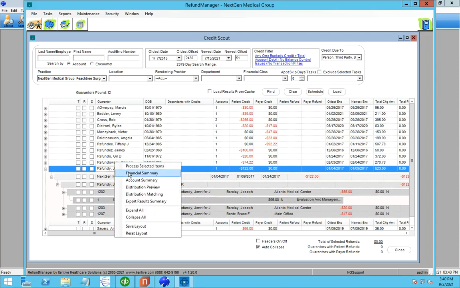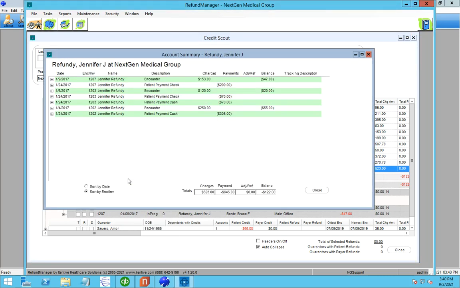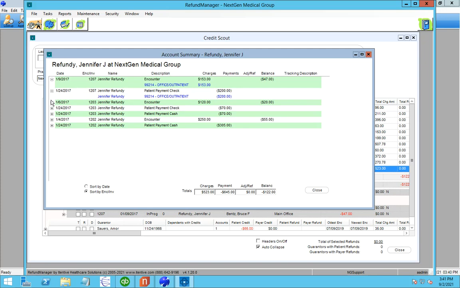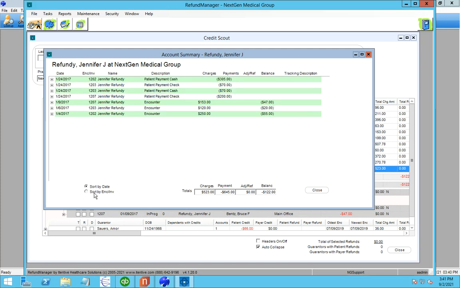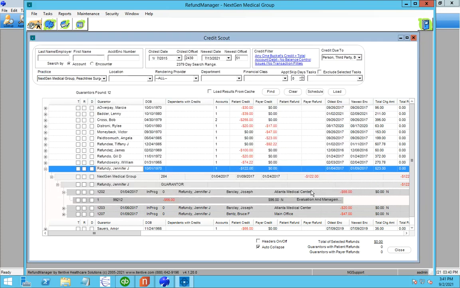Because there's several encounters, this may be a good time to look at the account summary. Just like the NextGen account summary, these can be expanded into their detail items. We can sort it either by date or by encounter, depending on if we're looking at it chronologically or grouping it by those encounters. So let's say we did our research again and we're going to go ahead and do the refund. In this case, we pick the R checkbox. I'm going to pick several others that we're going to push out for refunds too.